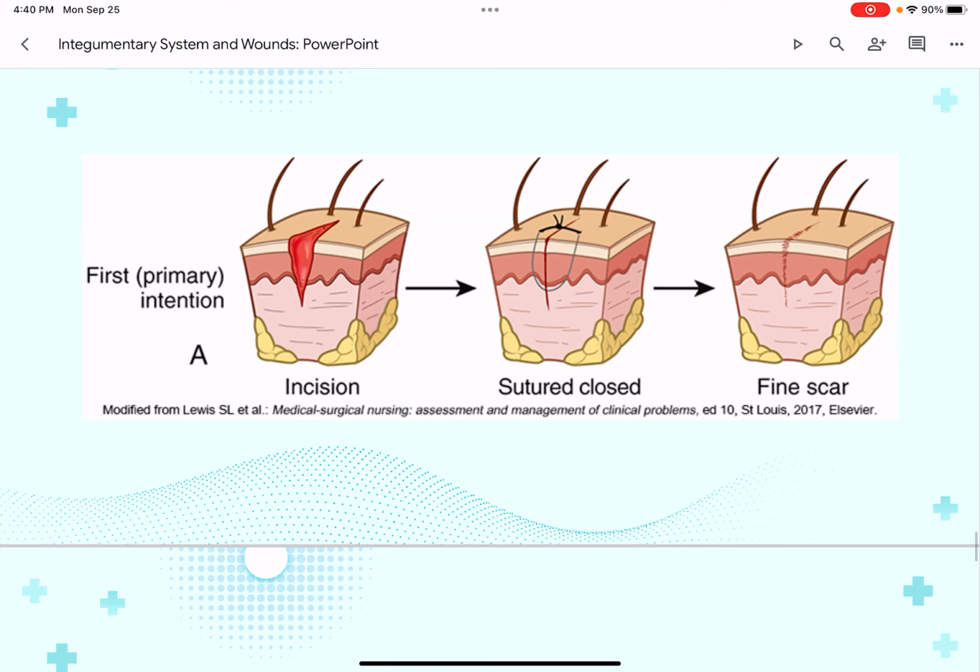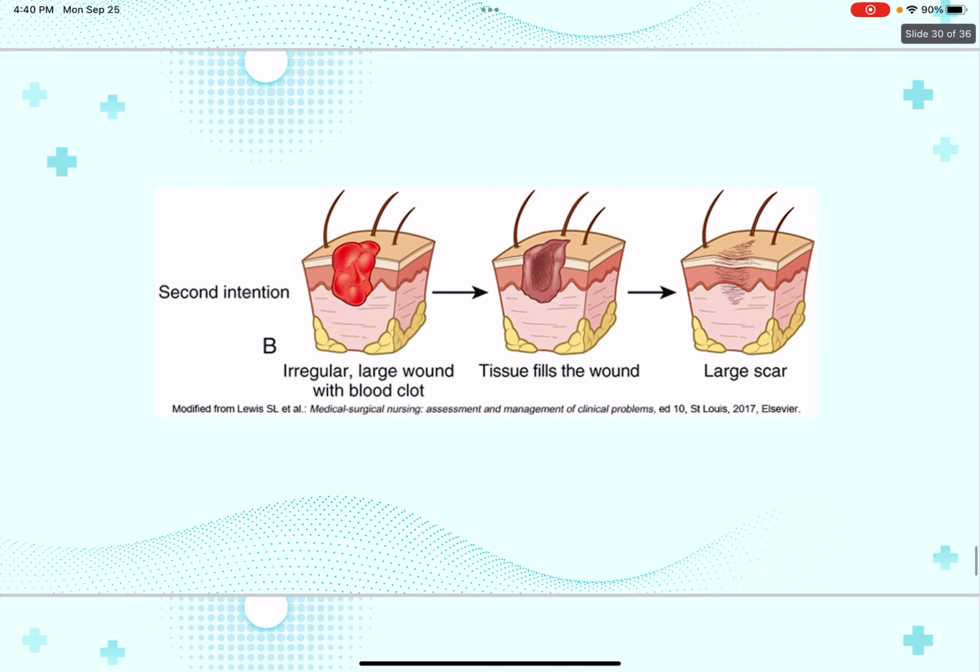This slide here shows first intention or primary intention wound healing. You have the incision, it is closed, and there's a fine scar left. This slide here shows wound healing by second intention. There's an irregular large wound with a blood clot. The tissue fills the wound. It's not closed like in the prior one, and the patient is left with a large scar.